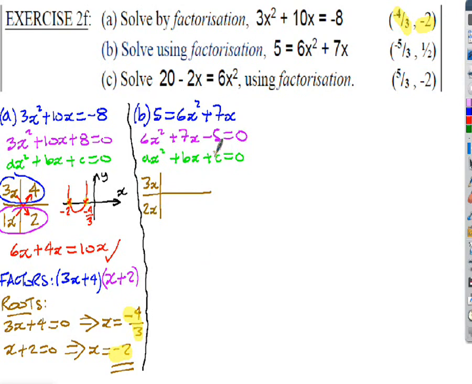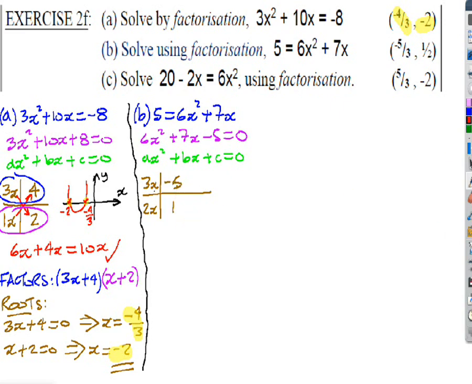And notice the constant is negative 5. Now that means the signs in the two brackets will be both a positive and a negative. Now I'm trying to make 7 in the middle. So a factor of negative 5 could be negative 5 and 1, or a positive 5 and negative 1. That's the only factor I can have using whole numbers here. So I think I will try negative 5 on the top line and positive 1 on the bottom line. Let's try that first of all.